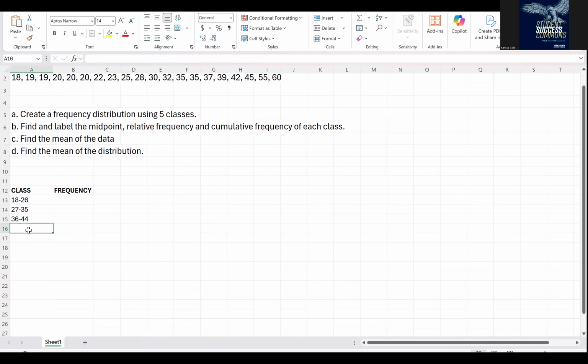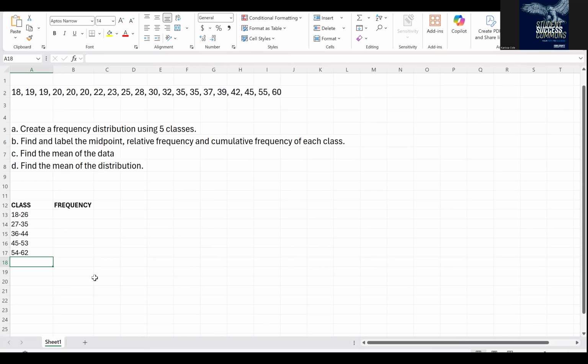This next one will start off at 45. 45, 46, 47, 48, 49, 50, 51, 52, 53. All right, this one will start off at 54. This will be our last one. Let's see, 54, 55, 56, 57, 58, 59, 60, 61, 62. So these are the different bins, boxes, classes, whatever you want to call them. We do have 5 of them, and they each have a class width of 9.